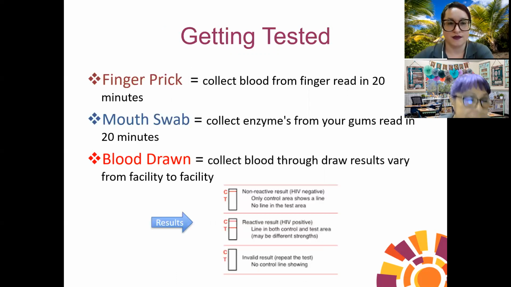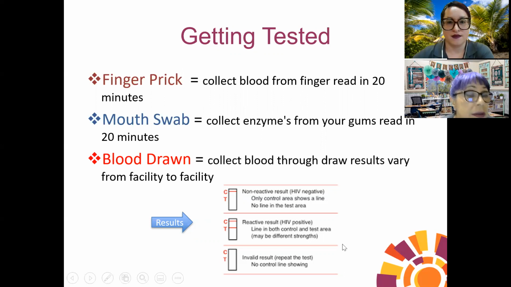All right, getting tested. Now, these are different ways that people can get tested. The finger prick is when they stick your finger and get a little bit of blood and put it in a little vial. And it's actually like a little rectangle thing. That blood gets put in there and your results come within 20 minutes. And of course, there's also the mouth swab. However, I think this is more commonly used with public health. Also blood drawn, which is the most accurate one because you're going directly to the source, right? So this is what it looks like.